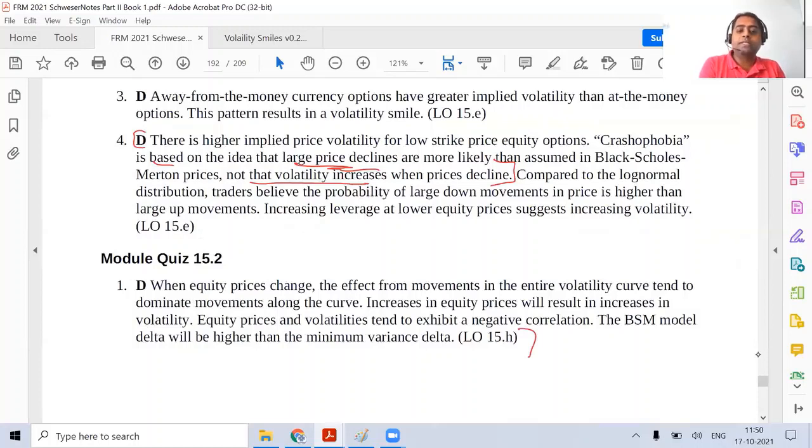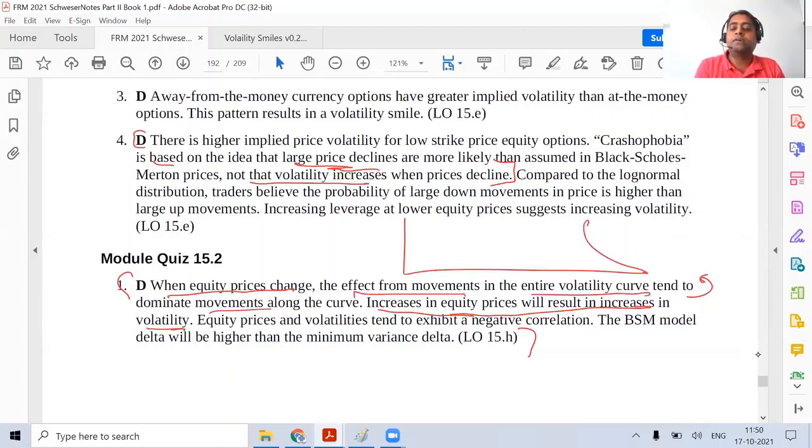Now, when you look at the solution, read this line. Right? Because this is also connected to the first point, which is the correct answer. When the equity prices change, the effect from the movement in the entire volatility curve tends to dominate the movement. That means, like I said, equity volatility, if the stock prices are going down, your curve will go down. If the stock price goes up, your curve will go up. This is also connected to the negative correlation point.